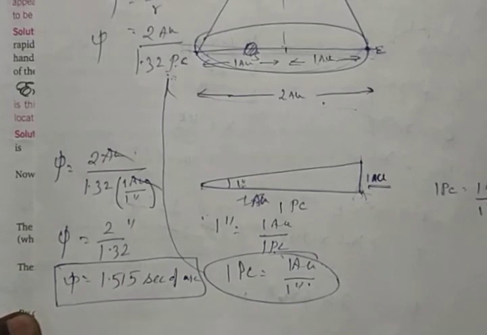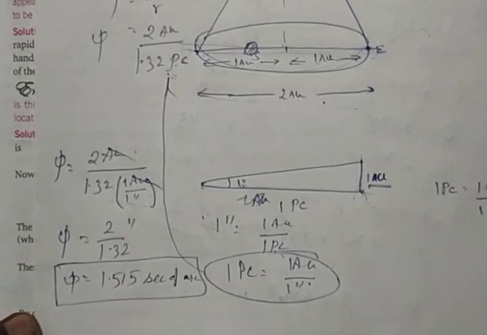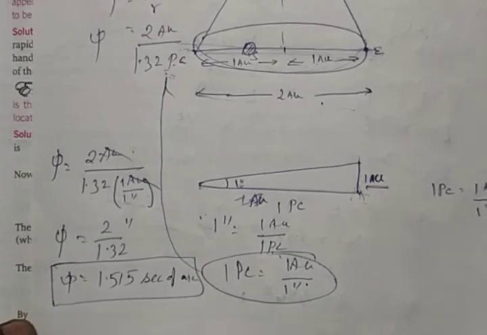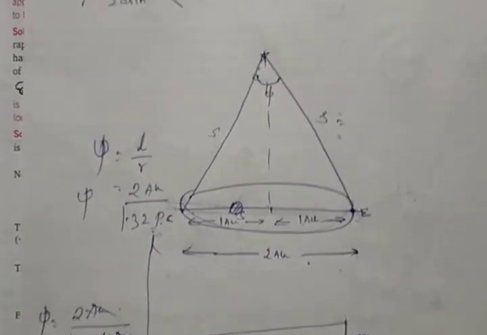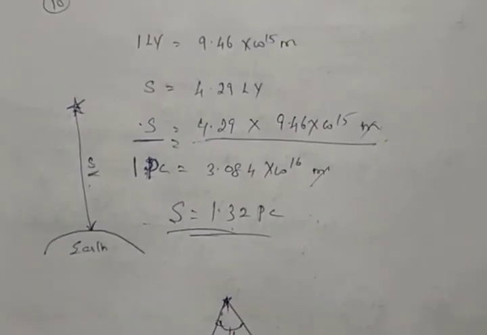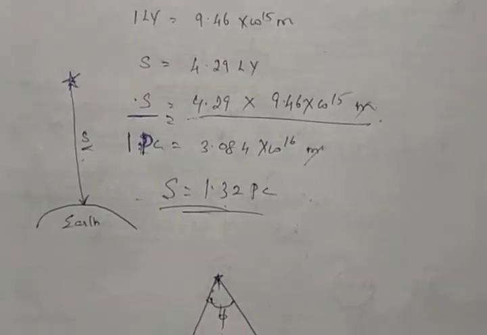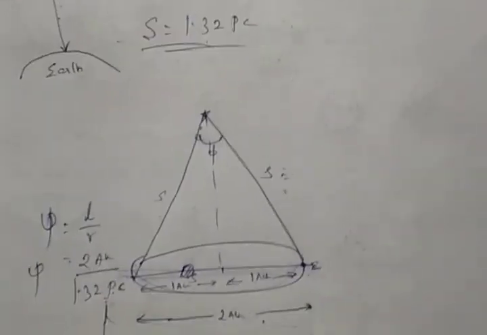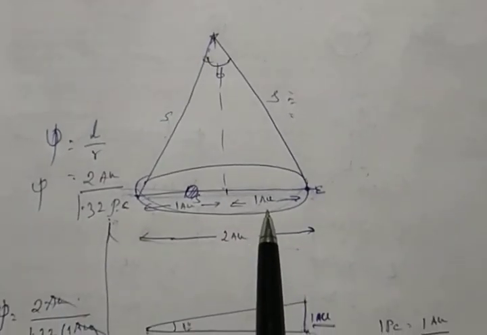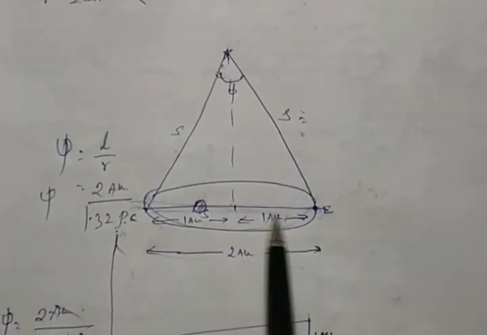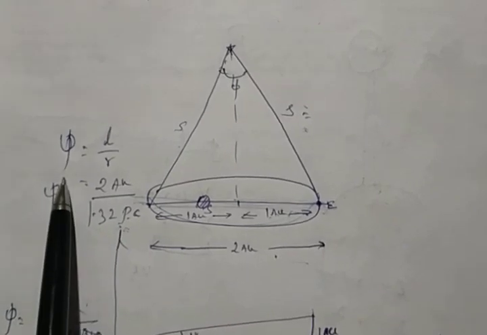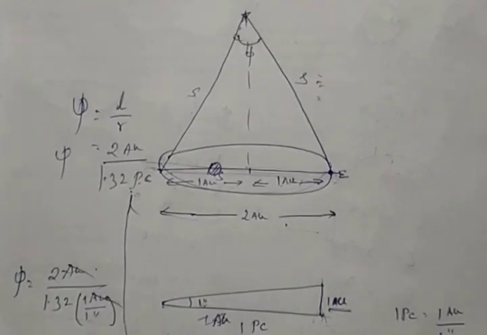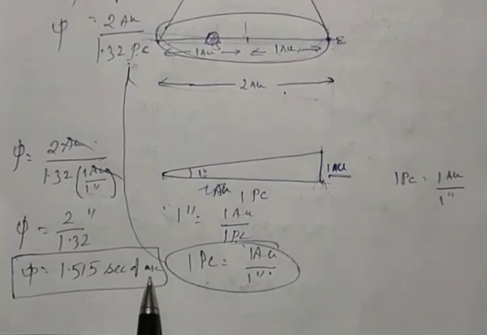So this is another question which you might have difficulties with, and it's also an important question. It goes from the distance of the star in parsec, and then we apply the parallax method formula, and then we find out the value of phi, and the final value is going to be equal to 1.515 seconds of arc.